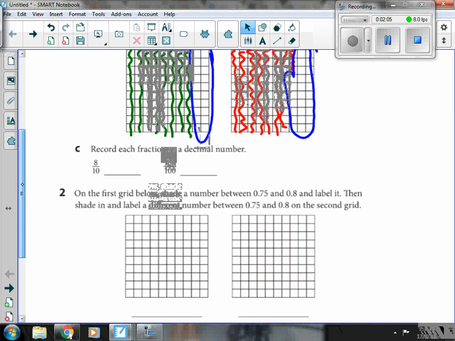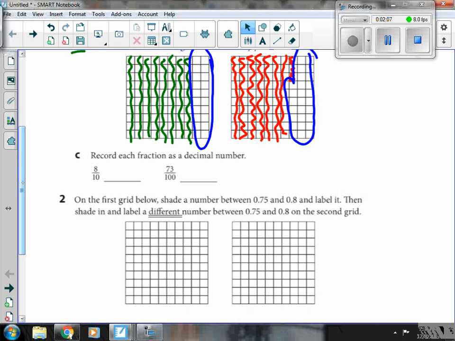Then it says to record each as a decimal number. Well, we have no holes. Neither one of these has a whole square. So I have 0 for my whole number. And then I have 8/10. And I know from our conversations in class, tenths is right after the decimal point.